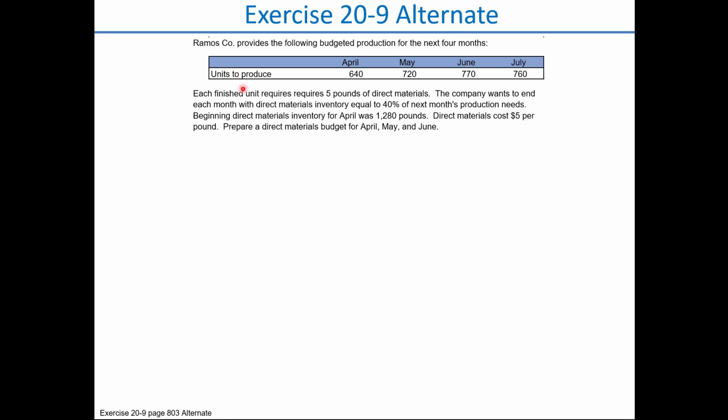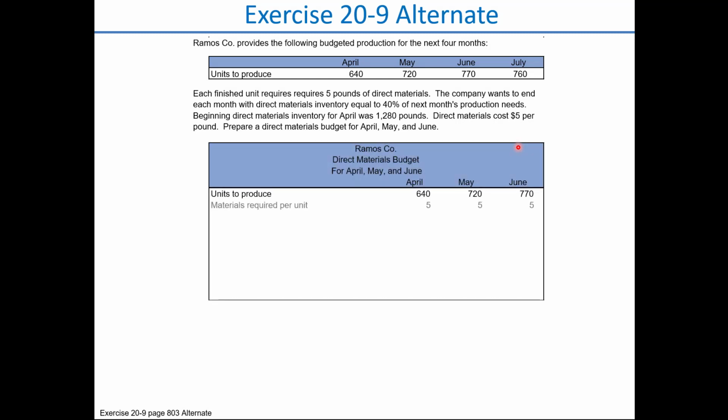In this example, each unit requires 5 pounds of direct materials, and they want to end each month with direct materials inventory equal to 40% of the next month's production needs. And they tell us what the beginning direct materials inventory is. The cost per direct material is $5. So this one is just like the one we just went over.